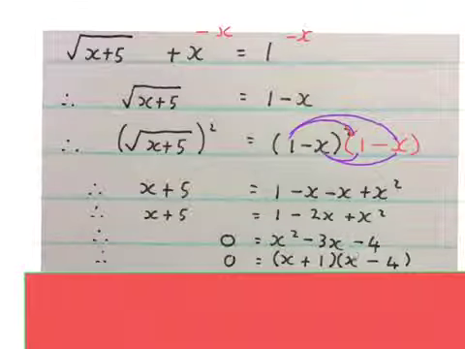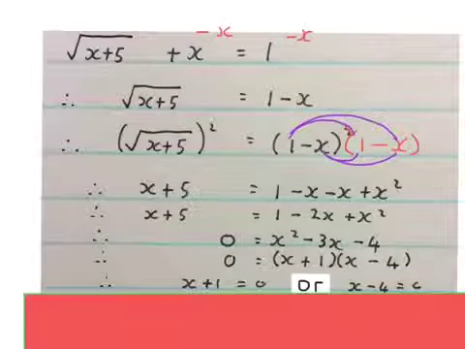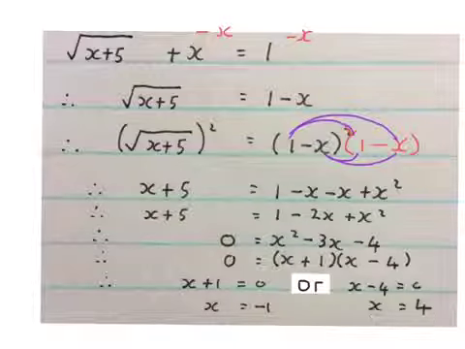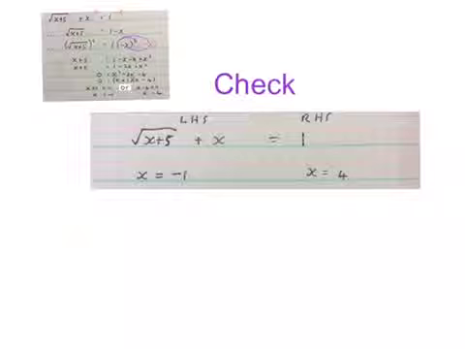Now you factorize. You get two factors. You get x plus 1 equals 0 or x minus 4 equals 0. Then we get x equals to minus 1 or x equals to 4. Now you must check whether these two answers are acceptable. When you check these sums, you do not need to write as much as I did. You just write the word check, you do what I did, and you just write next to these two answers whether they are acceptable or not acceptable.